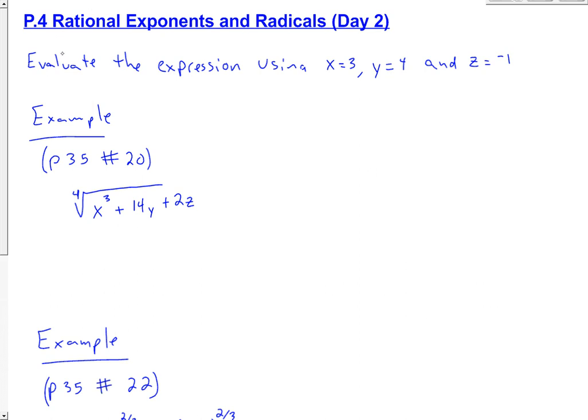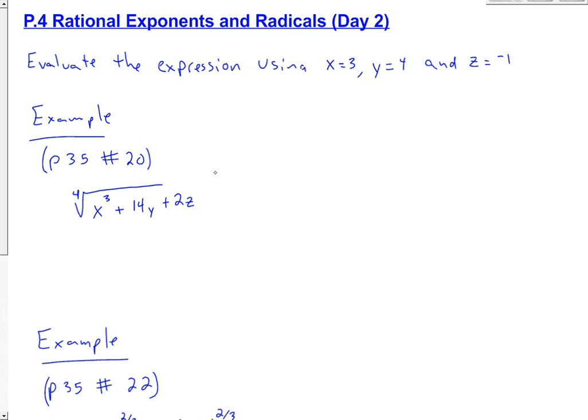This is Chapter P, Section 4, Rational Exponents and Radicals, Day 2. So here, we already learned about rational exponents and radicals and all the different laws. So here, I'm just going to go through some new examples to continue with the different types of concepts involved.